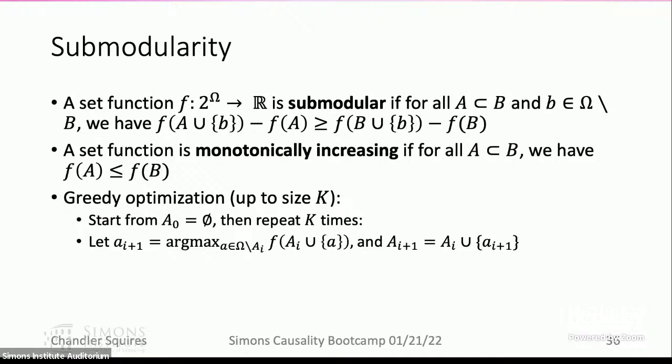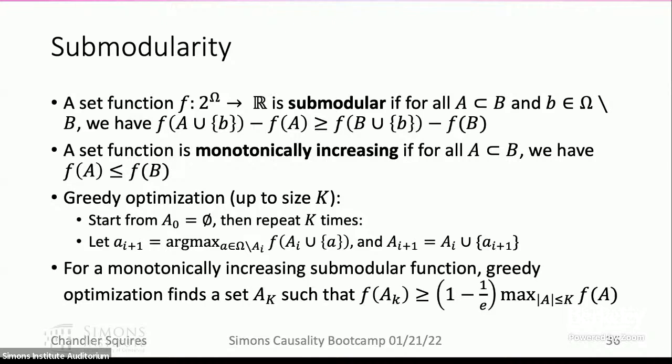So this is a much quicker thing than the enumeration of all subsets. And a classical result in combinatorial optimization is that if my set function is both submodular and monotonically increasing, then this greedy optimization strategy will give me an approximation guarantee. So the thing that I'll get is within this factor of the actual maximum.